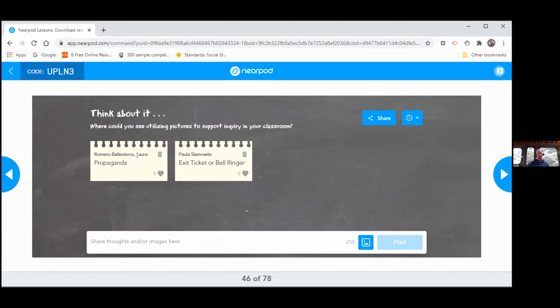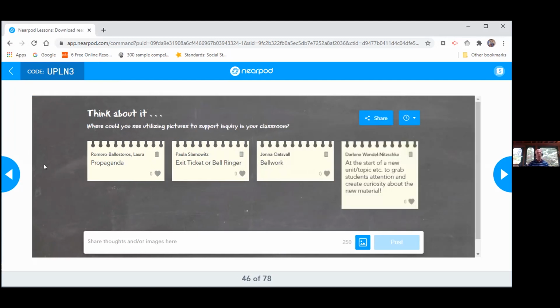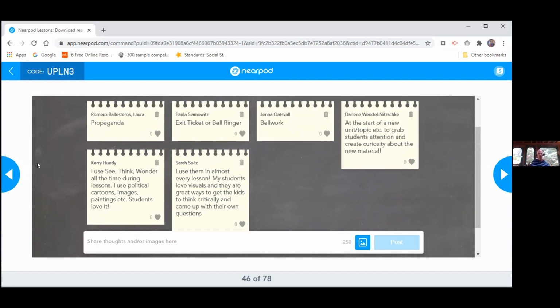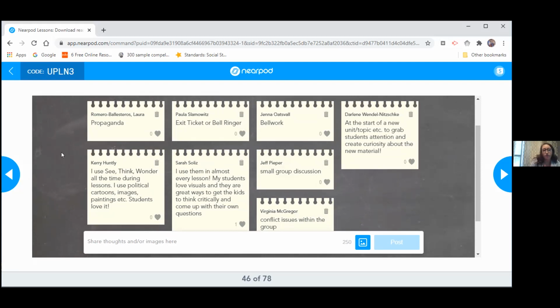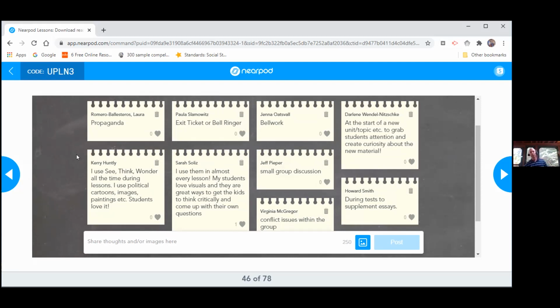Yep. Yeah, looking at propaganda, there's definitely some good world history propaganda. Yep. Good way to start class. Yep, starting a unit, grab their attention. Great political cartoons, yep. Images. Yeah, I love that you said art or paintings. Yep. That's a way to make great connections to our fine arts. And we can do that in social studies too.